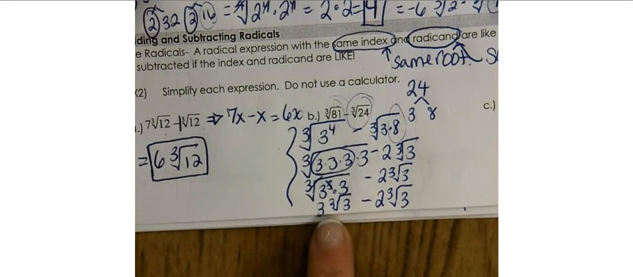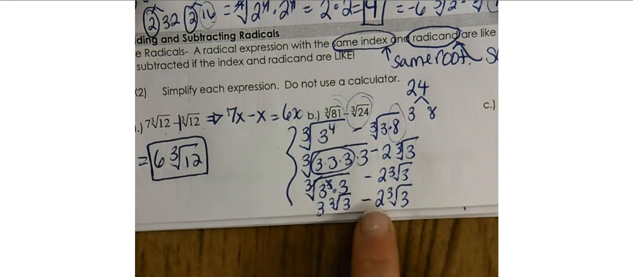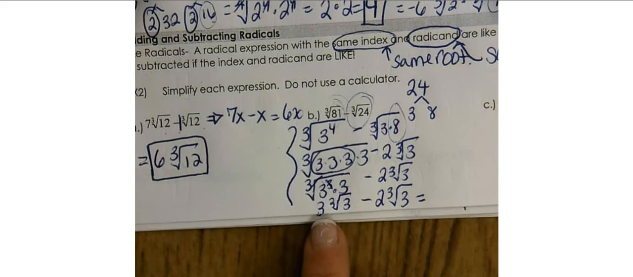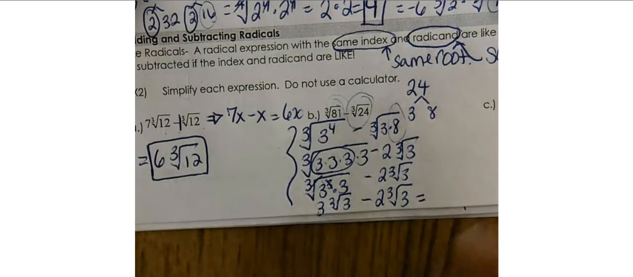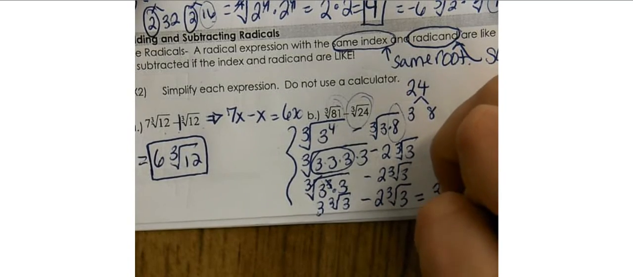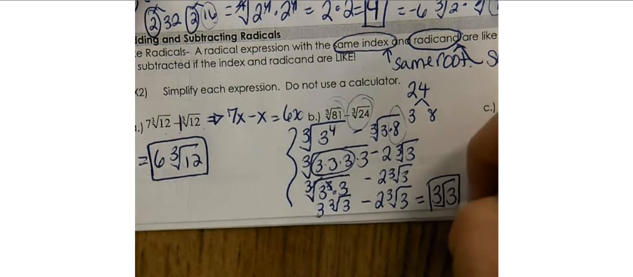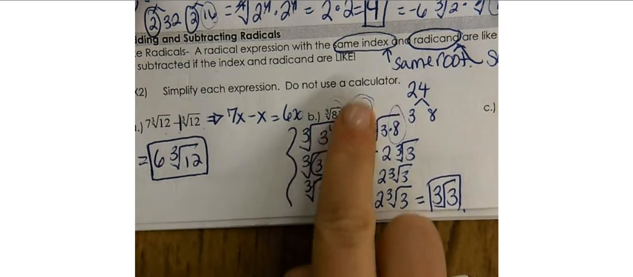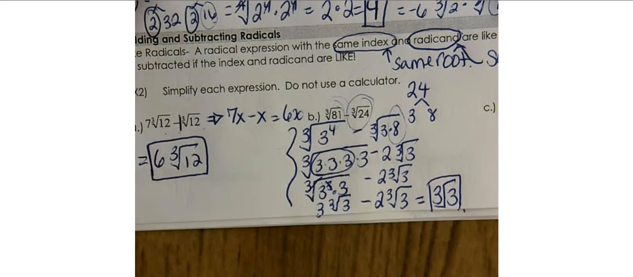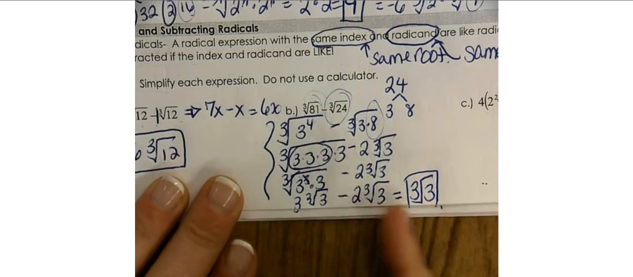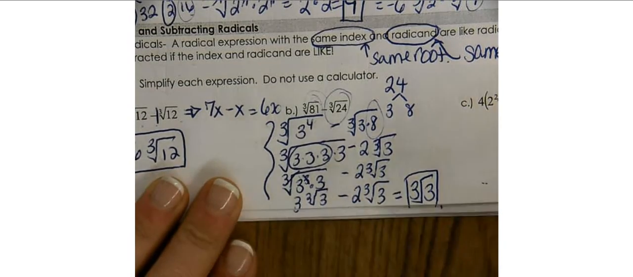So now look at where we're at. We have 3 times the cube root of 3 minus 2 times the cube root of 3. Both of these have the same number under the root, and all we need to do is combine the numbers in front. 3 minus 2 is 1. Our answer is simply 1 cube root of 3. So what I did for this problem is I worked with each term individually, simplified it as far as it could go, and then I was able to identify the fact that they have the same root, and then I just added the numbers in front.